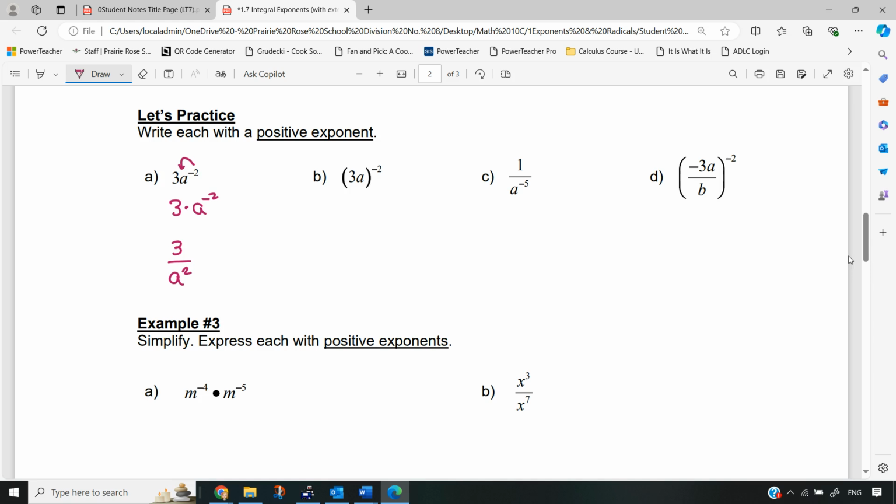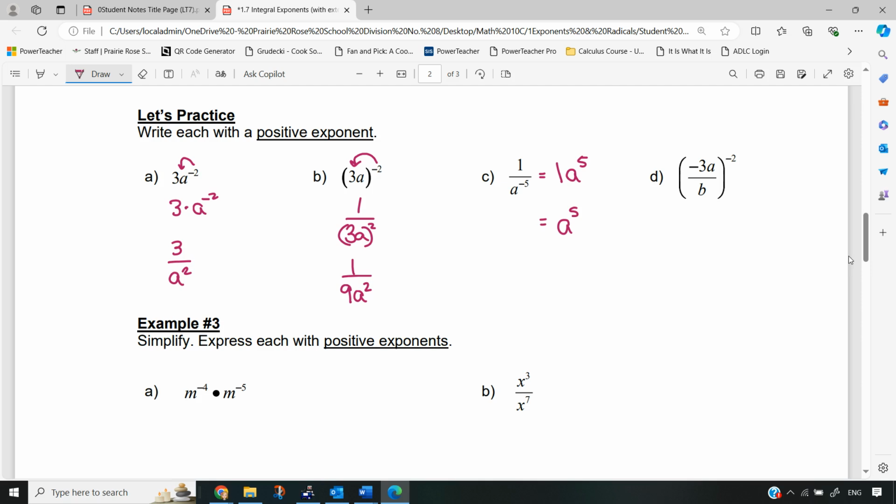When we look at b, the negative 2 is applying to the entire expression 3a, so this is going to be 1 over 3a all squared, and then I can distribute that 2. So I would have 1 over 3 squared, which is 9, so I'd have 1 over 9a squared. For c, I have 1 over a to the negative 5. Since the negative 5 is only applying to the a, the 1 stays put, so I'm going to have 1 times a to the 5th. Multiplying by 1 doesn't change anything, so I can just write this as a to the 5th.